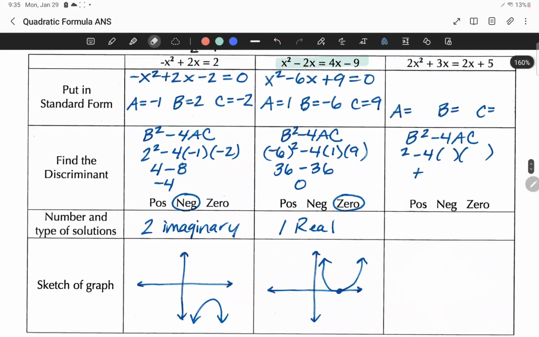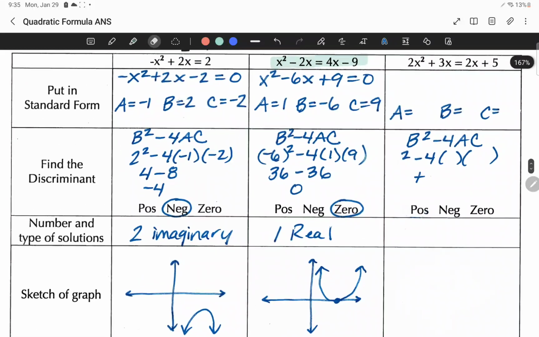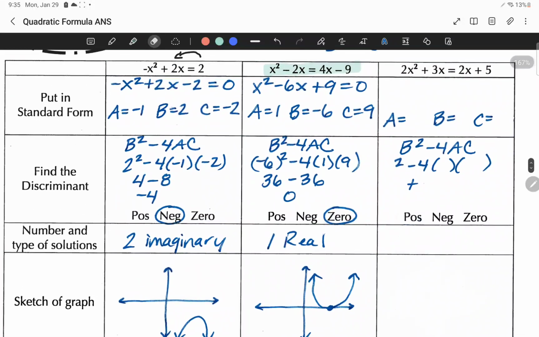Now let's go ahead and look at the final example right here. First, we check if it's in standard form. Is it in standard form? No, it's not. So we're going to have to change it. I'm going to have to move the 2, which is going to turn into a negative 2x. And I'm going to have to move the 5 too, which is going to turn into a negative 5. So it's going to give me 2x squared plus x minus 5 equals 0.